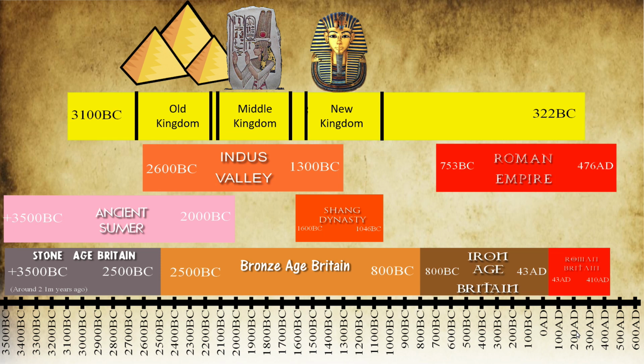This particular timeline ends the Egyptians at 322 BC because this is when Alexander the Great took control of Egypt and brought his Greek influences to it. But of course there were still people living there, as they still do today.